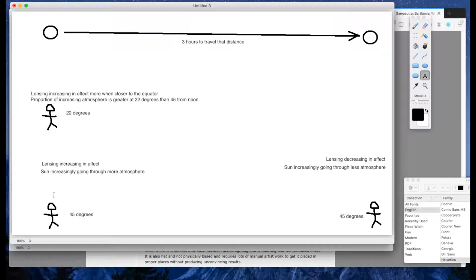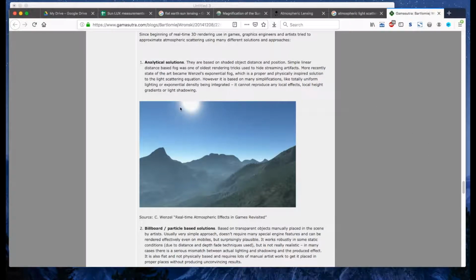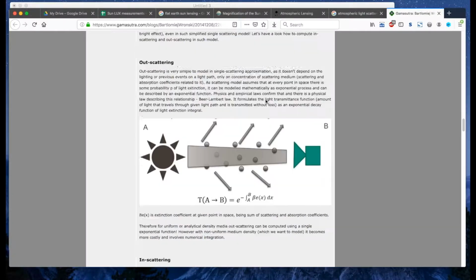So if we can take atmospheric lensing into account and say, okay, yeah, sure, the atmosphere is changing the size of the sun perfectly for every observer everywhere in the world all year long without any deviation, then there is the problem of atmospheric scattering.